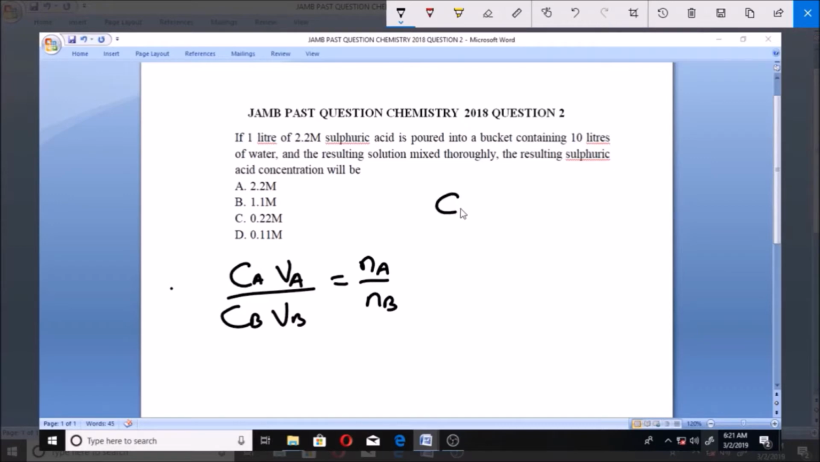Now, what is our Ca in this case? Ca is the concentration of the sulfuric acid, and it's given as 2.2 molar. Now, what is Va in this case? We are taking the acid as A, so the volume of the acid in this case is 1 liter.